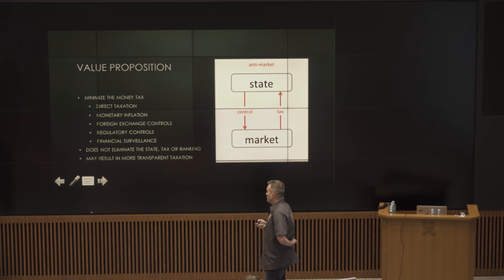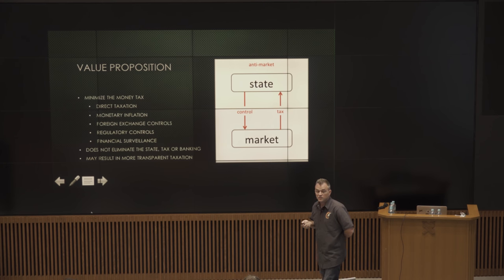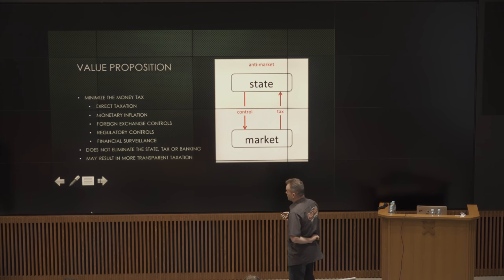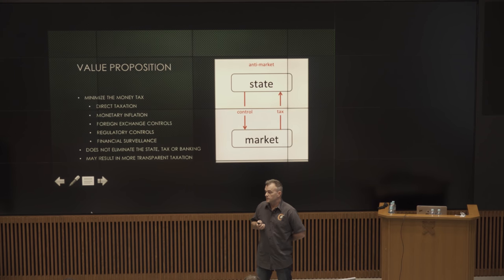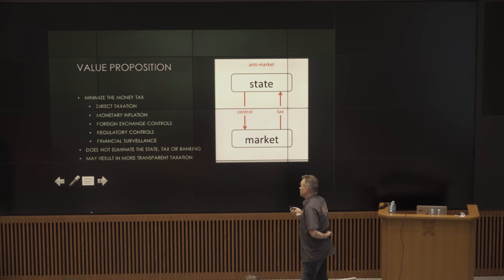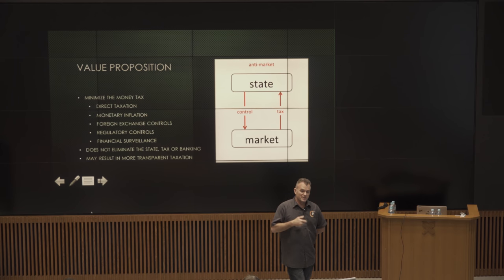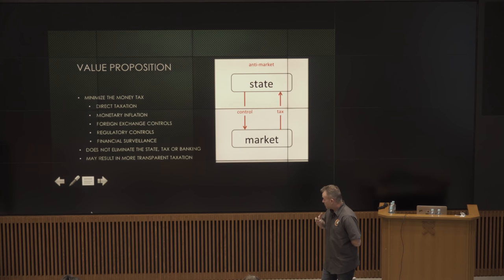So I just call this the money tax, right? There's direct taxation that comes out of being able to control and see the flow of money. There's monetary inflation, which we should all be familiar with. There's foreign exchange controls, regulatory controls, and surveillance, which again comes back to being able to enforce taxes, ultimately. So these are all costs of using monies that Bitcoin tries to reduce. It can't eliminate the state, tax, or banking, but it makes the money better by getting the state out of it as much as possible.